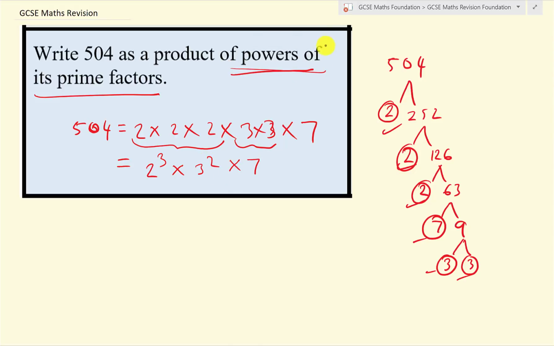So always read the question. Have you answered how the question is asking you to answer it? Okay, because it's powers, we need to change it into powers. So 2 cubed times by 3 squared times by 7 is the answer.